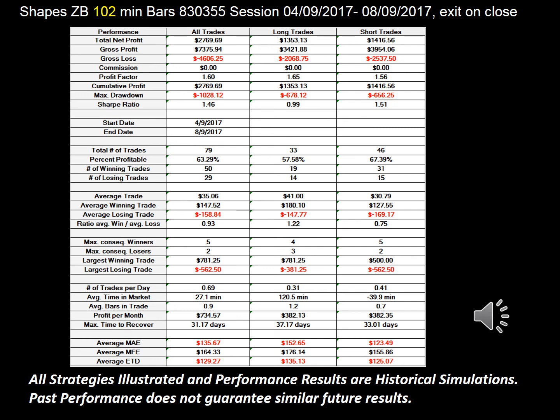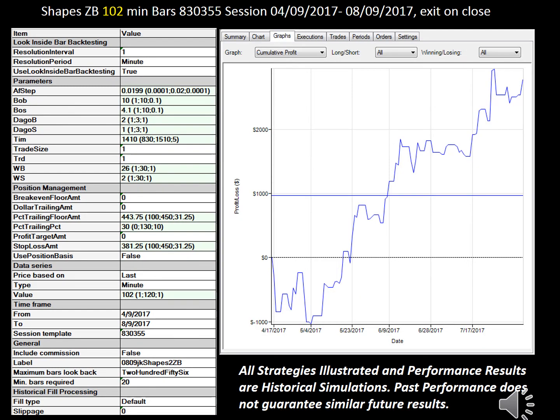Here's Ninja on the bonds, a 102-minute bar, kind of an unusual bar chart, and you know, there it is. It's 63% right over the history. And here's the inputs and the equity curve for the bonds. Remembering that this is all JK Shapes 2, that's the system, and then those are the inputs you put in over there to the left.